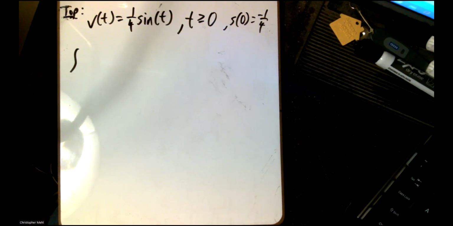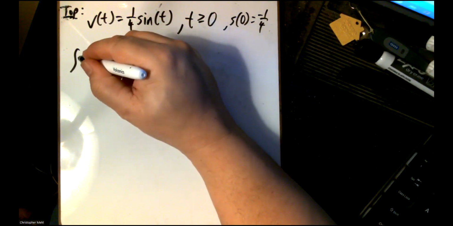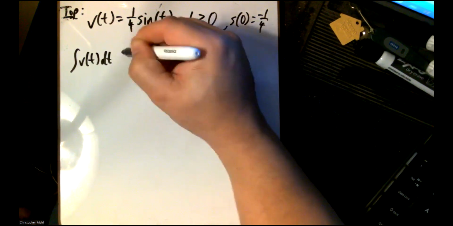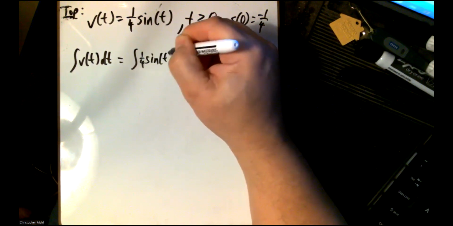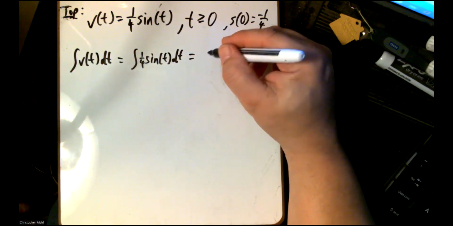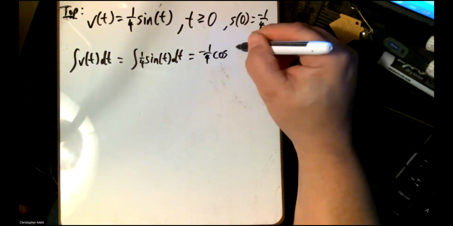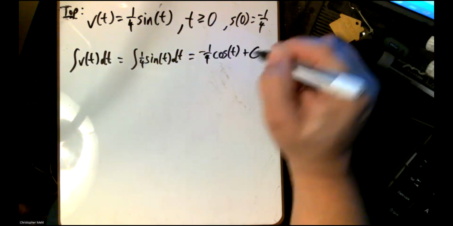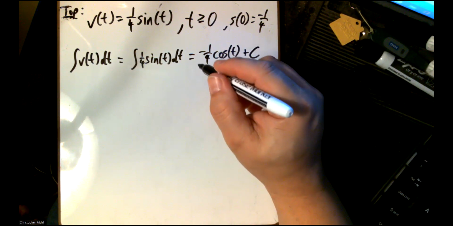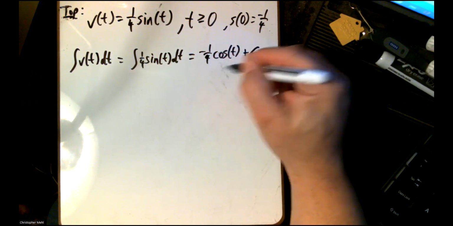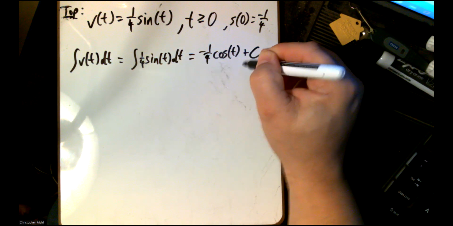We can do this problem 2 ways. We're going to start with using antiderivatives. Given our velocity function, we can integrate V of T dt, just do the indefinite integral. So that's the indefinite integral of 1/4 sine of T dt, and that's going to give us -1/4 cosine of T plus some constant. So this is, to within a constant, our position function.